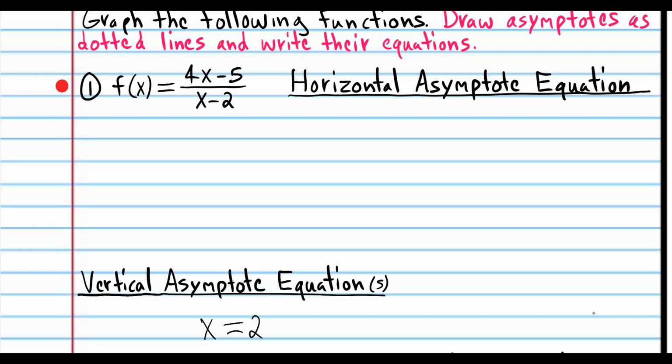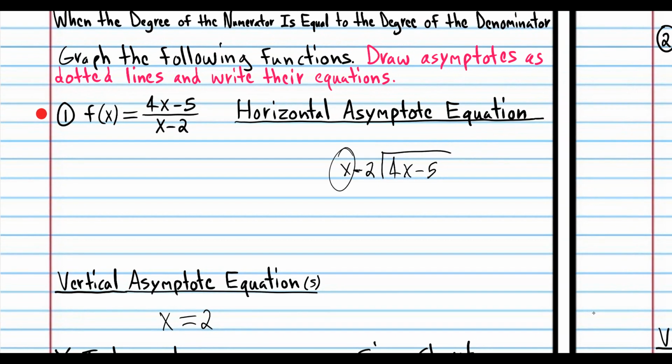Now, in my calculus course, I'm going to show you a faster way to do this, but for now we need to practice our long division. So we're going to take the numerator and divide by the denominator. So x times what is equal to 4x? Well, obviously that's going to be 4.